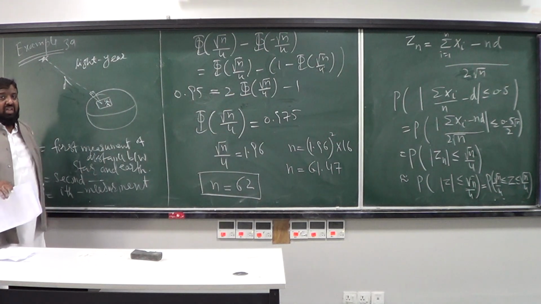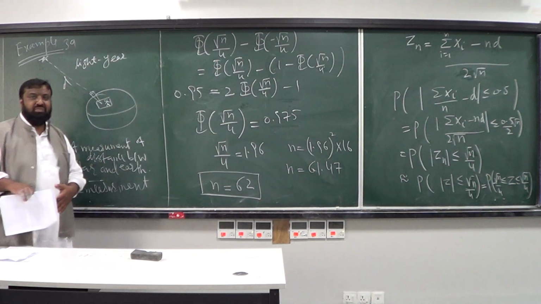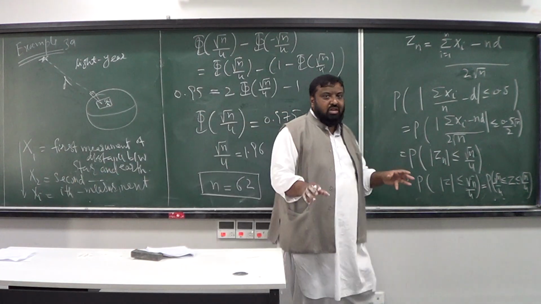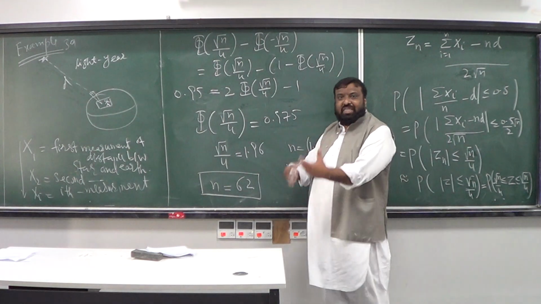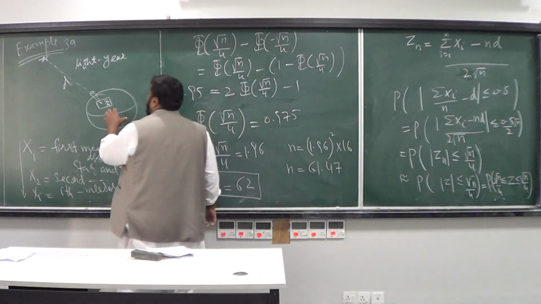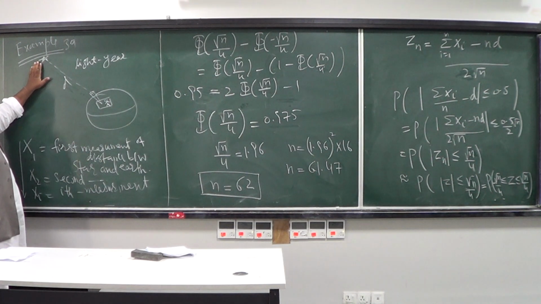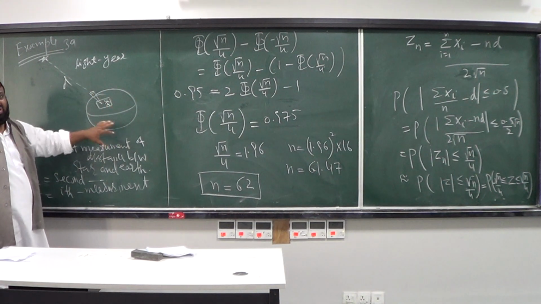So the central limit theorem has helped an astronomer solve a practical problem of finding the distance between a distant star and the Earth.